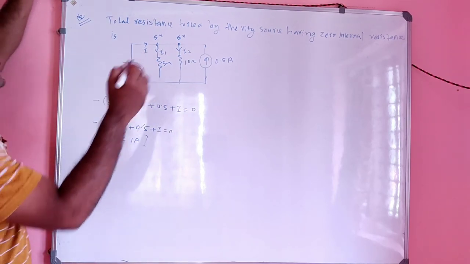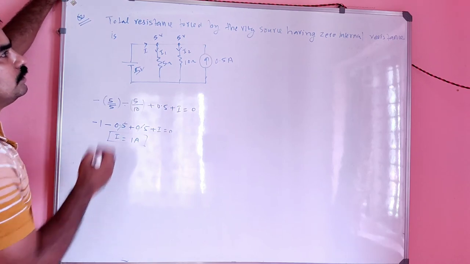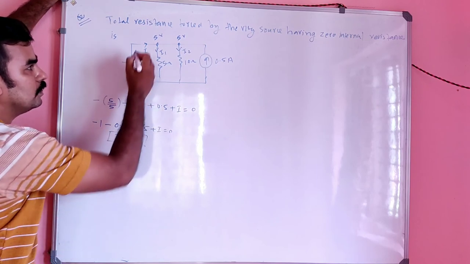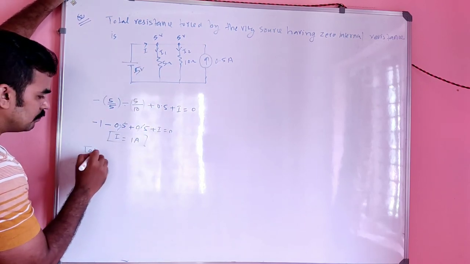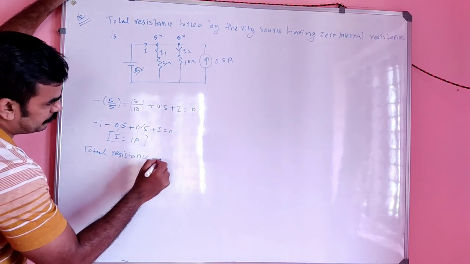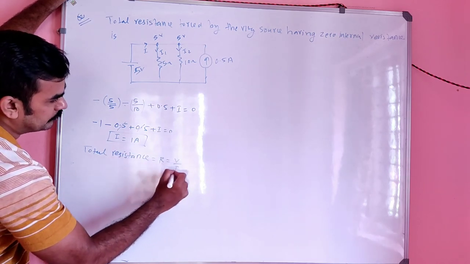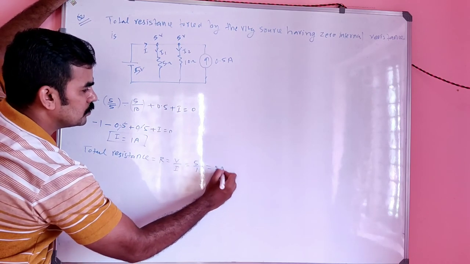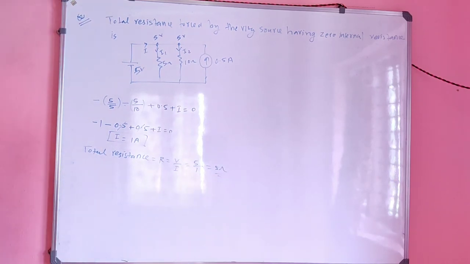So the total resistance faced by the voltage source: now you have I equal to 1 ampere. So the total resistance will be R is equal to simply V by I. V is 5 divided by 1, 5 ohm. So the answer is 5 ohm.